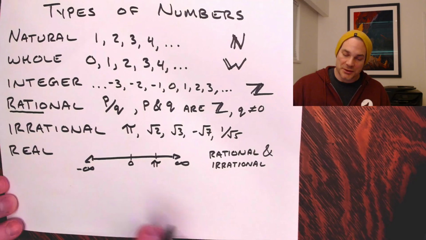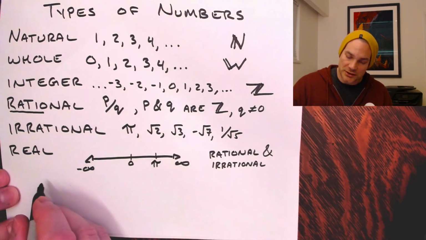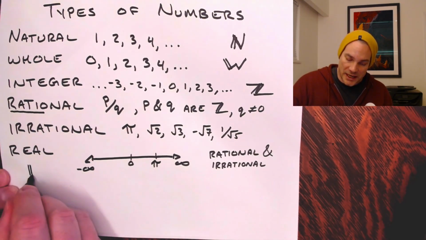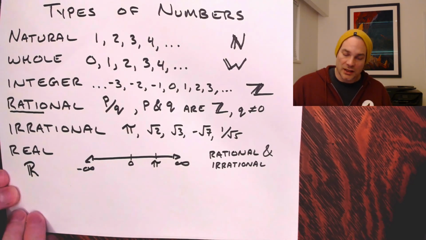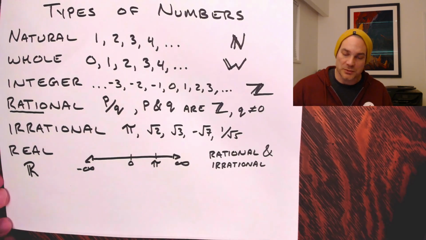Yeah, and that's pretty much it. And we denote real numbers by a double-backed R. And that is it. There are things called complex numbers, but we're just not going to go into that because that's not for this.